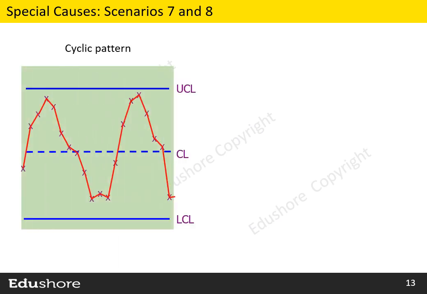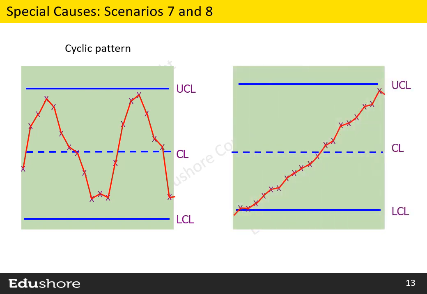If the data points on a control chart form a cyclic pattern, it is considered as a special cause scenario. If the data points on a control chart show a trend pattern, it is also considered as a special cause scenario.